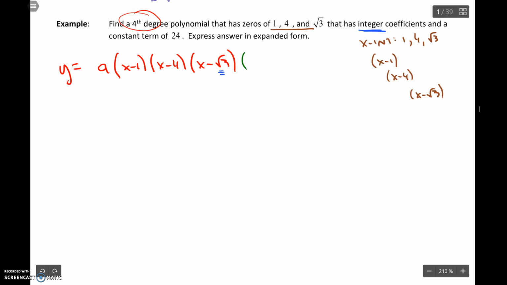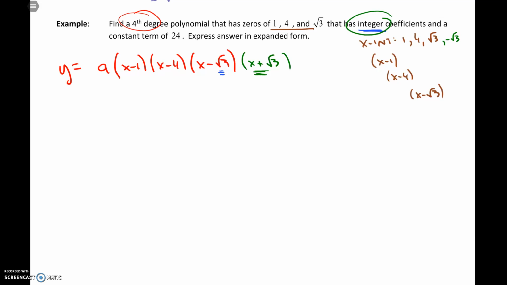Well, what's the nice thing to multiply by to make that radical go away? If I multiply by the conjugate, then I can use that difference of squares special product to make that square root of 3 go away. So I'm going to choose to add an x-intercept of negative square root of 3 and have this factor so that when I expand it out, I'm going to get nice integer coefficients. Okay? So here we go.